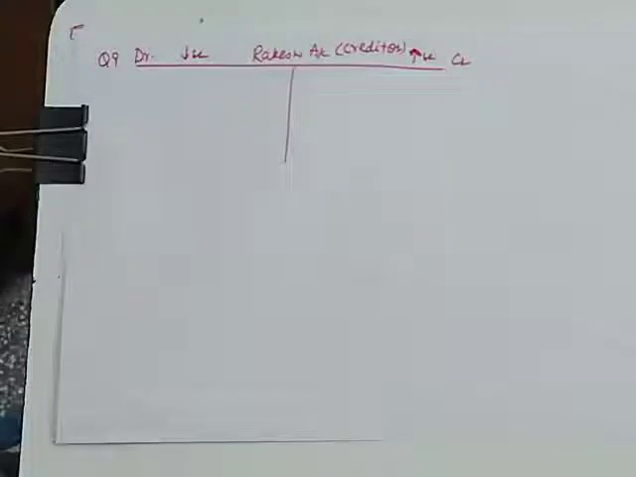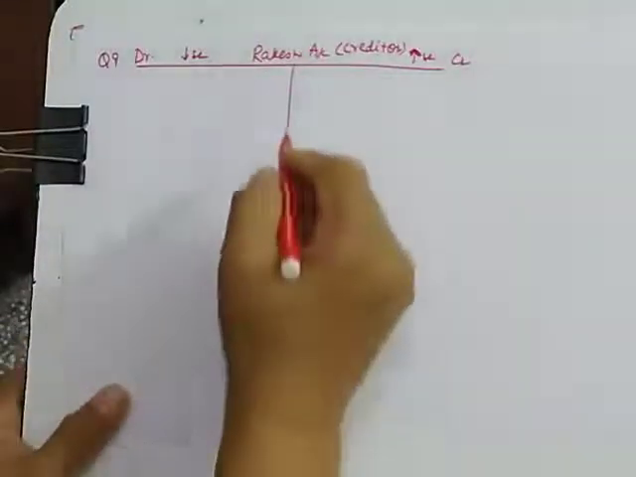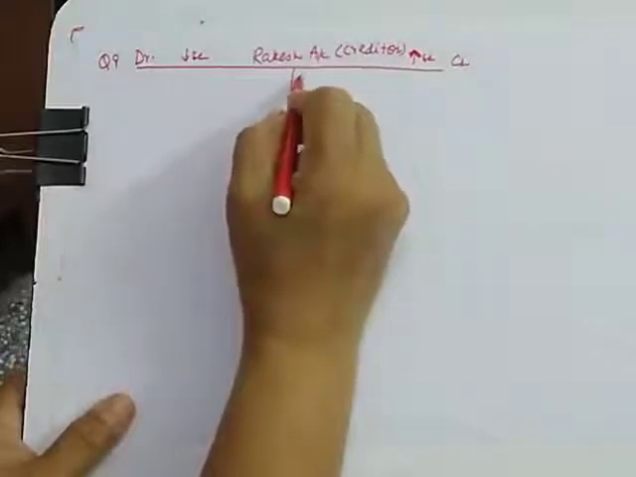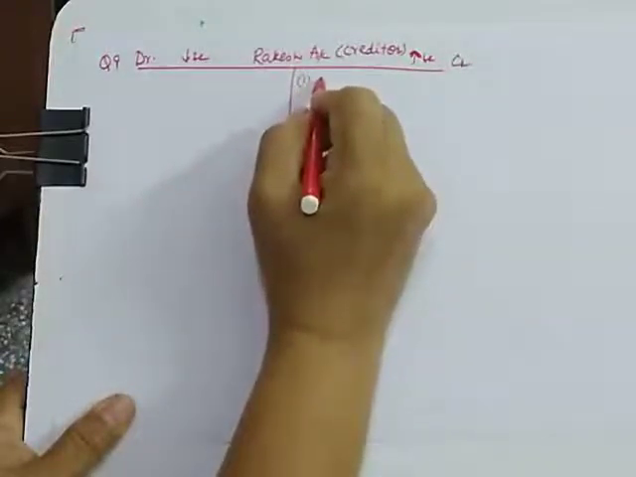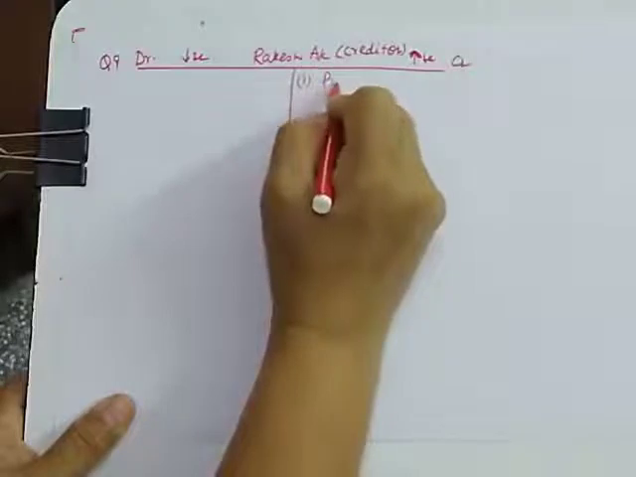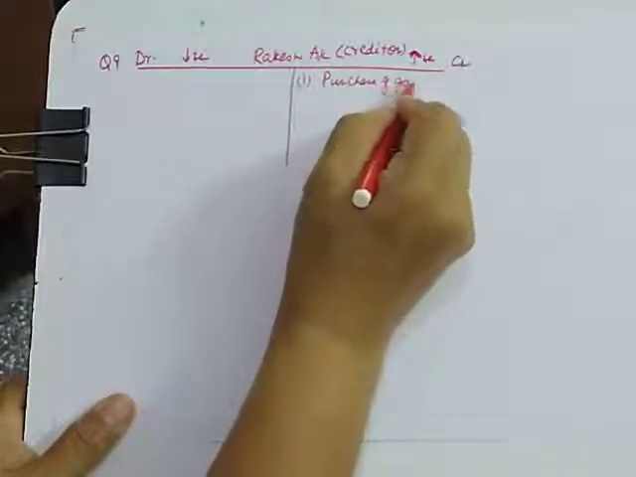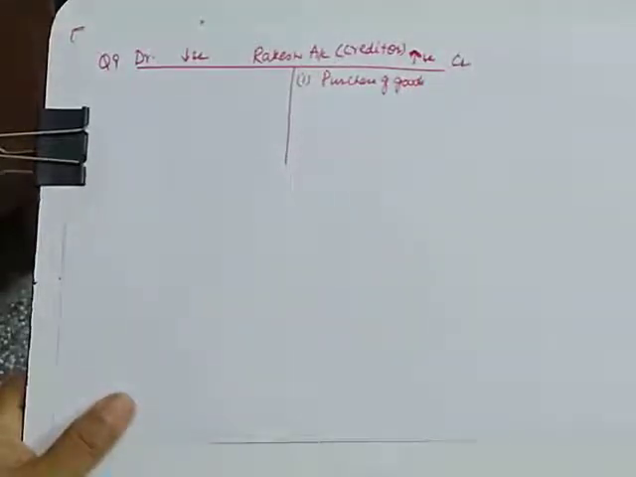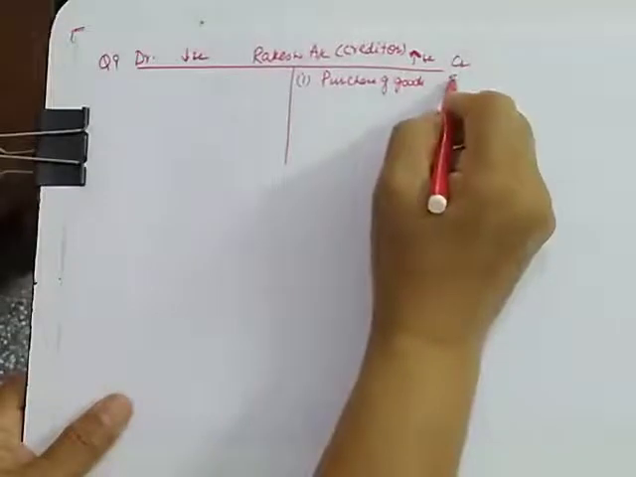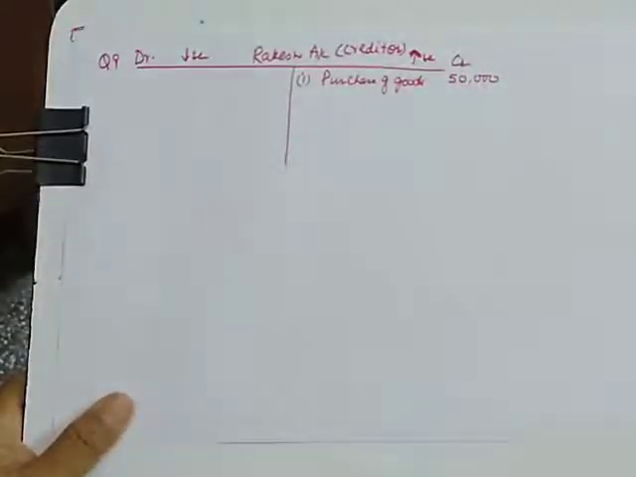So in the first case, what is happening? First case, we are buying goods from Rakesh. So when you purchase goods from Rakesh, the balance of Rakesh will increase. So purchase of goods on credit. If a cash transaction is given to you, in that case Rakesh account will not come. So 50,000 here.